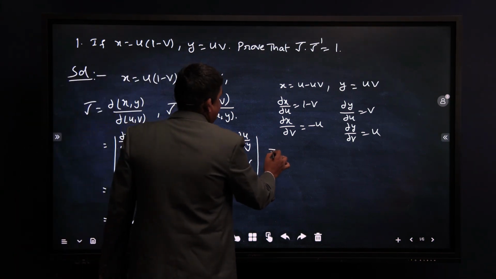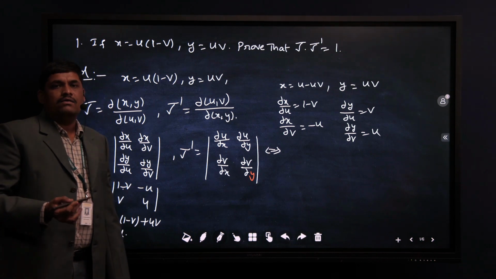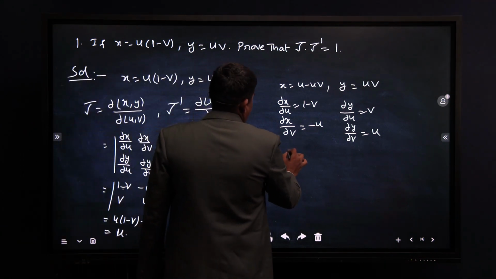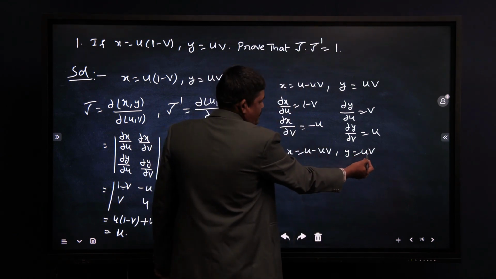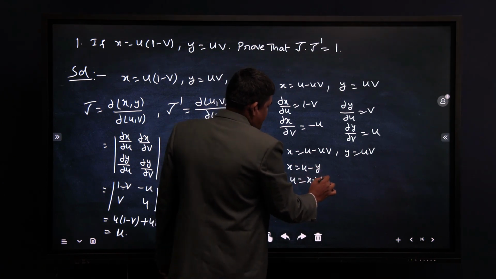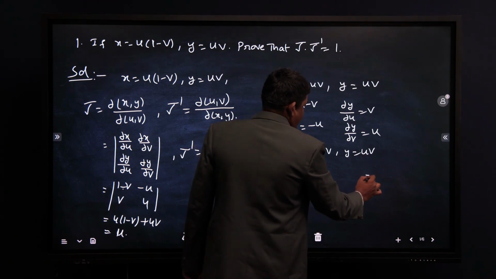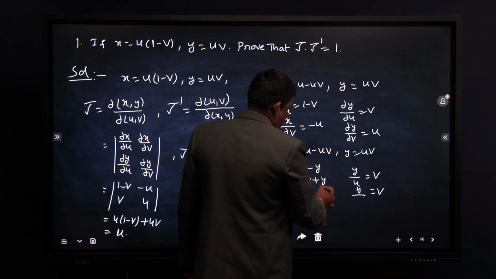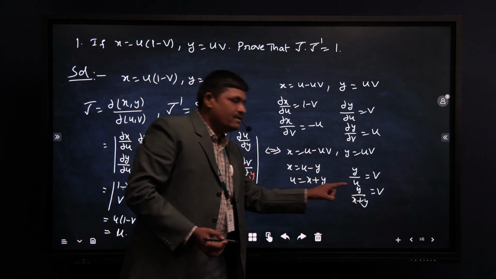Coming to J dash, I have to convert u and v into functions of x and y. So how can I convert them? x is u minus uv, and y is given as uv. So I can replace this as x is equal to u minus y. Then you are going to get u is equal to x plus y. And what about v? From this, v is equal to y by u, and substituting the u value, v is equal to y by x plus y. Now you got u as a function of x and y and v as a function of x and y.